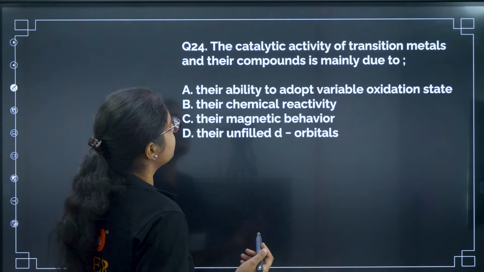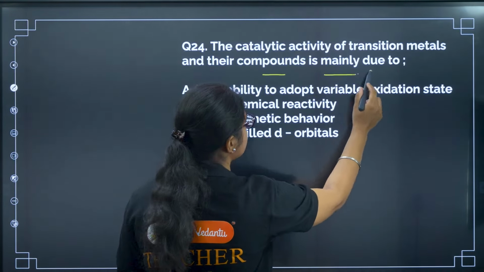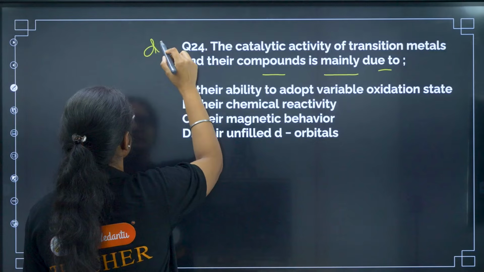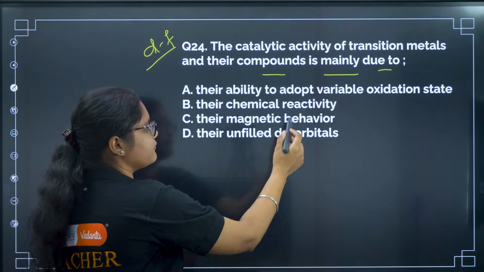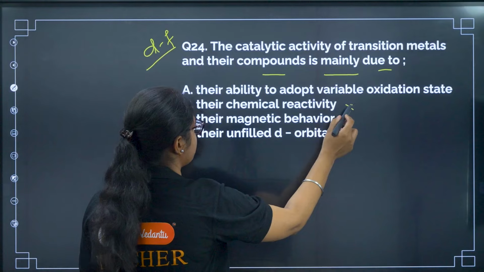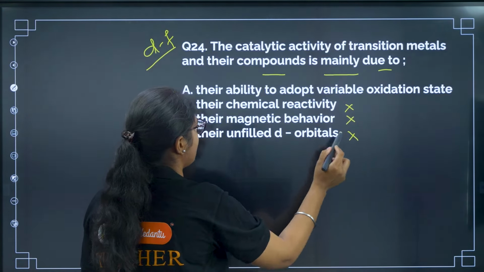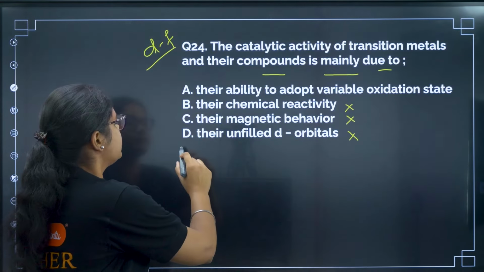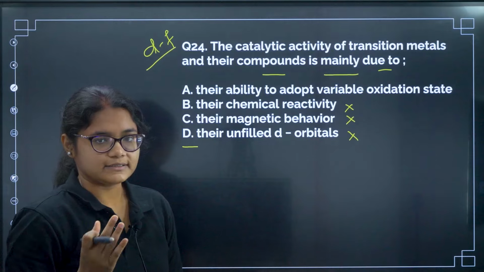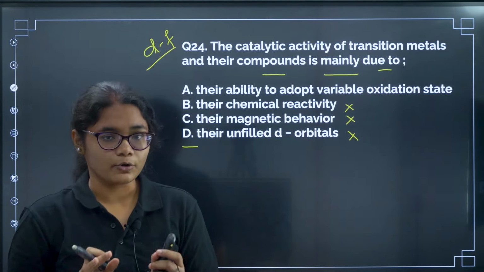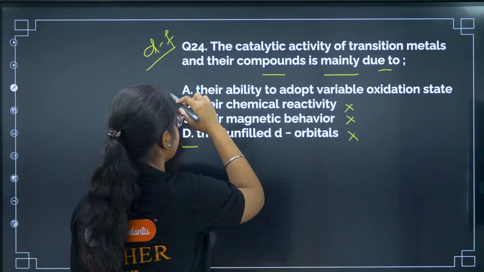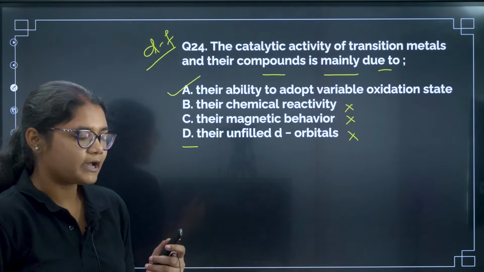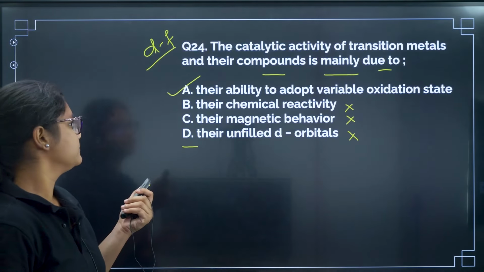The catalytic activity of transition metals and their compounds is due to. So this question is from transition metals, right? The ability to adopt various oxidation states, their chemical reactivity, magnetic behavior, their unfilled d orbital. See, option D can also be a reason, but you have to find the most appropriate answer. So the most appropriate is their ability to adopt variable oxidation states. So the correct answer for this is option A.